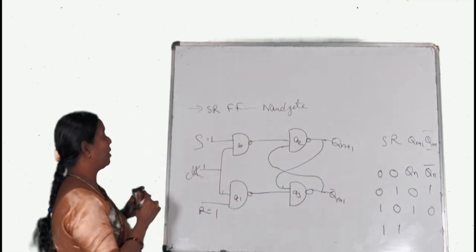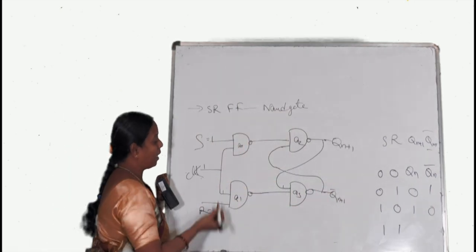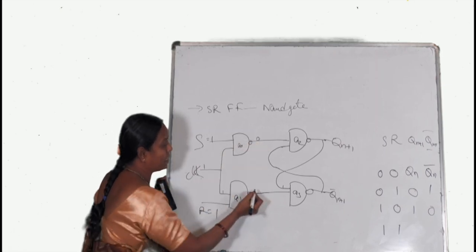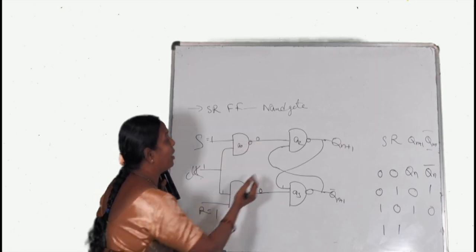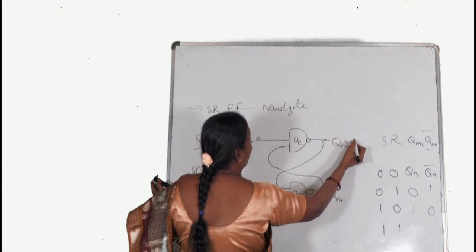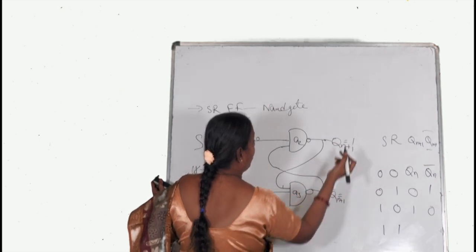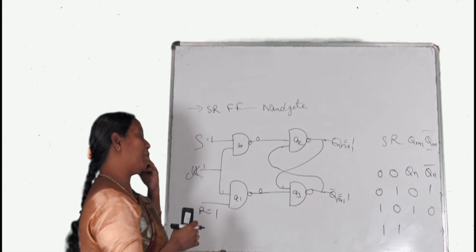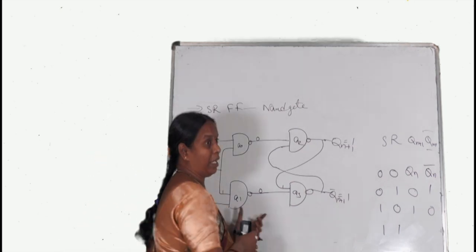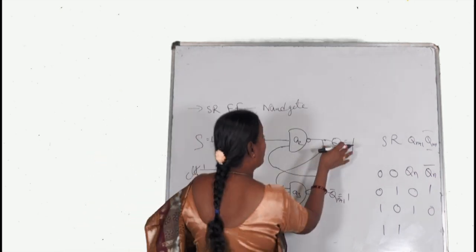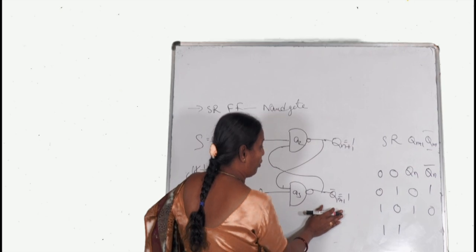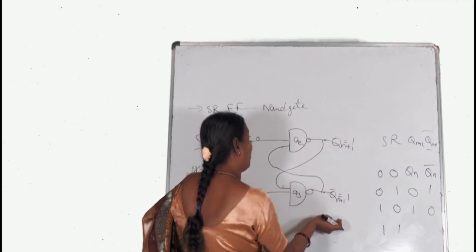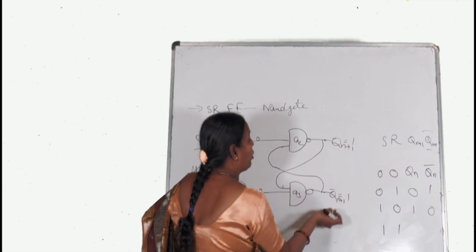So when you observe here, S is 1, R is 1, clock is 1. 1, 1 means here it will be 0. 1, 1 means here it will be 0. Irrespective of other inputs, output will be 1. And here Qn plus 1 output is 1 and Qn plus 1 bar output is 1. So according to rules, if Q is 0, Qn bar is 1, and if Qn is 1, Qn bar will be 0.